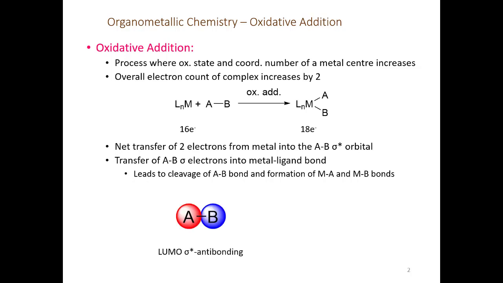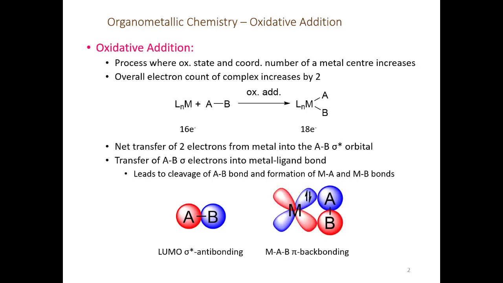So here would be a sigma star antibonding orbital for AB, and you can imagine that an oxidative addition is almost like a pi-acidic interaction where you get back bonding from the metal, but you actually end up getting so much back bonding from the metal that both of these electrons fully occupy the sigma star antibonding orbital. And that fully breaks this AB bond so that these electrons then jump in between the metal and B and form an MB bond.